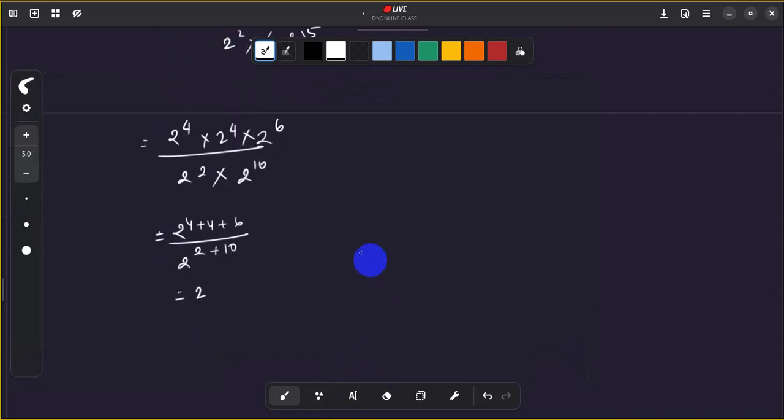Now it will be 2 to the power 6 plus 4 is 10, 10 plus 4 is 14, divided by 2 to the power 12. Now these two terms are in the division form, which means the powers get subtracted. 2 to the power 14 minus 12, right? 2 power 14 minus 12 will be 2 power 2. And this 2 power 2 is our answer.